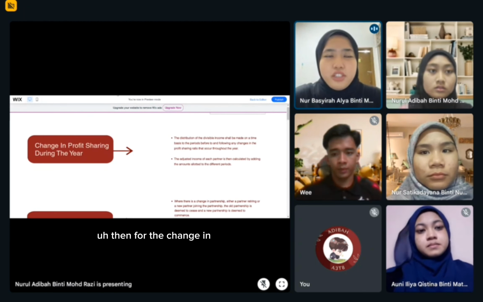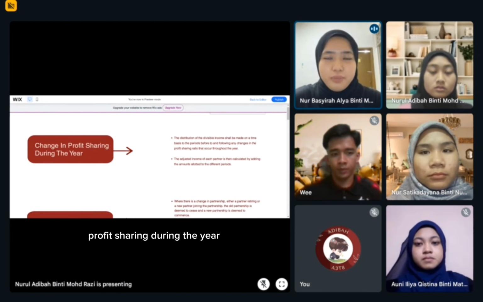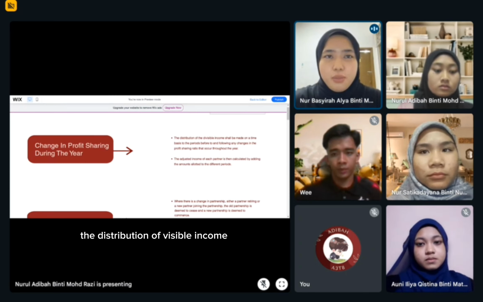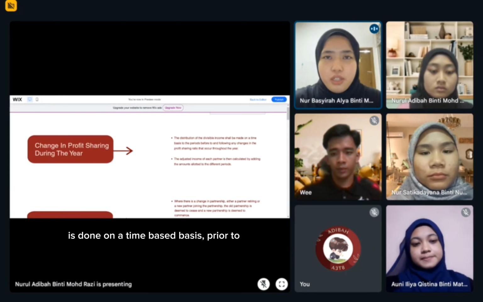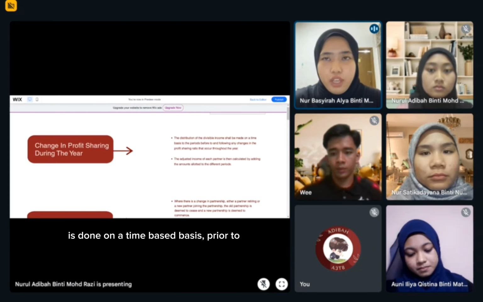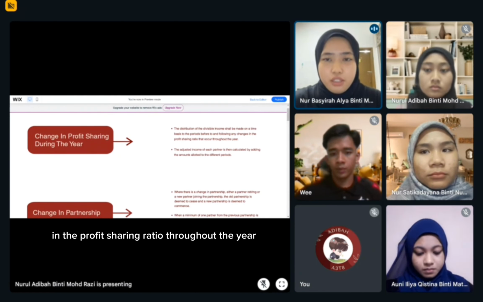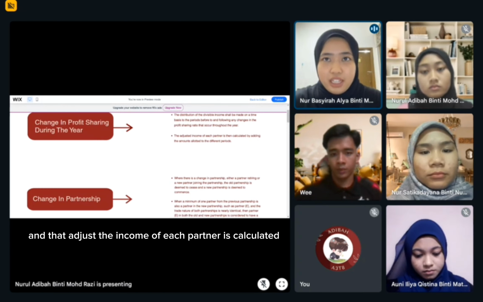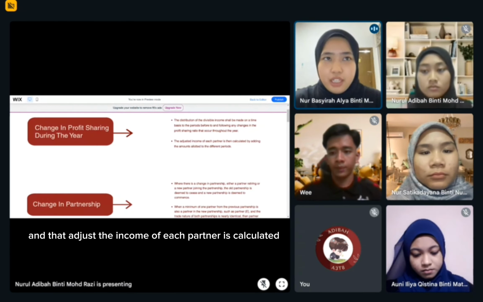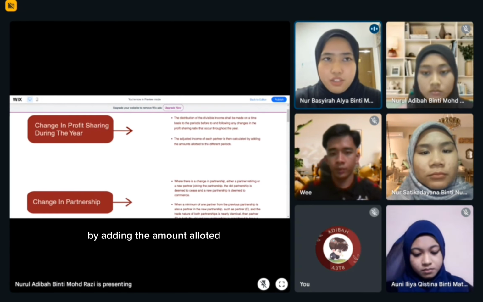Then, for the change in profit sharing during the year, the distribution of divisible income is done on a time-based basis prior to and following any changes in the profit sharing ratio throughout the year. And the adjusted income of each partner is calculated by adding the amounts allotted.